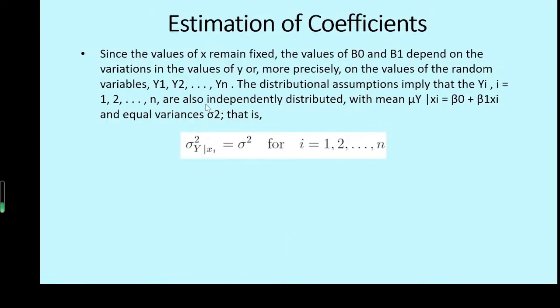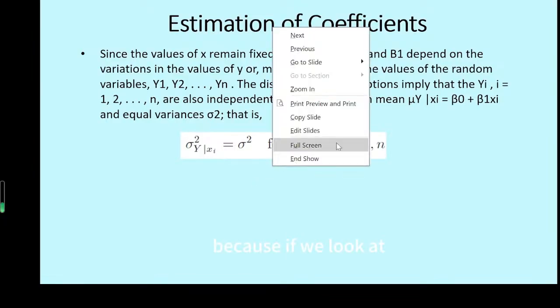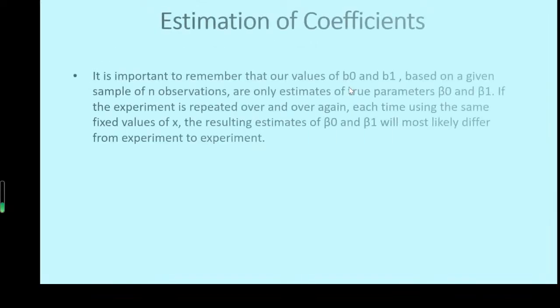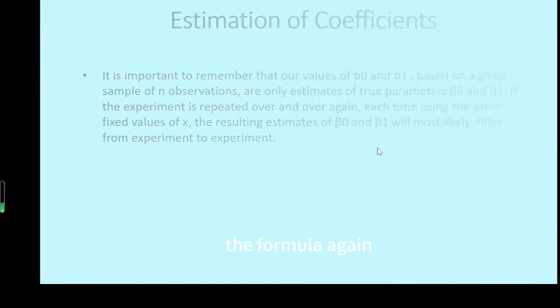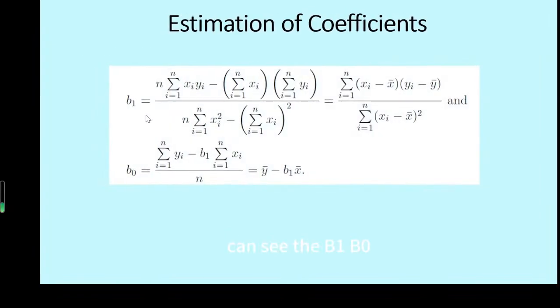Because if we look at the formula again, we can see b1 and b0 are based on the values of x and y, right? But here x is a deterministic value. X is not a random value. Only y is a random value. Yi and y bar are both random values from sample to sample.